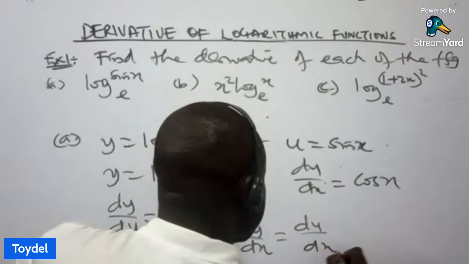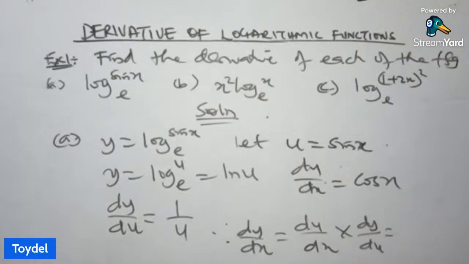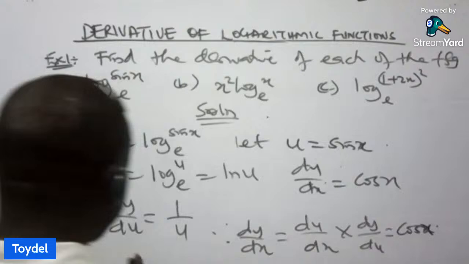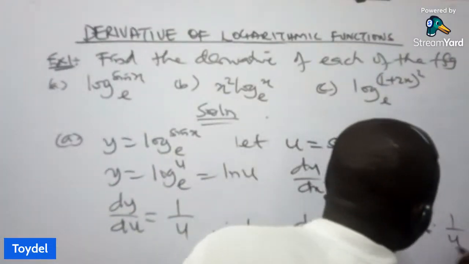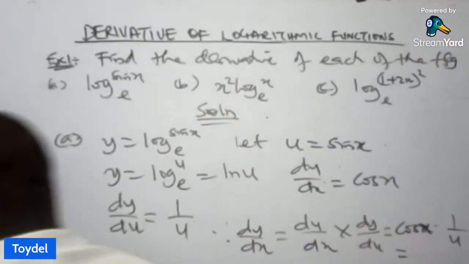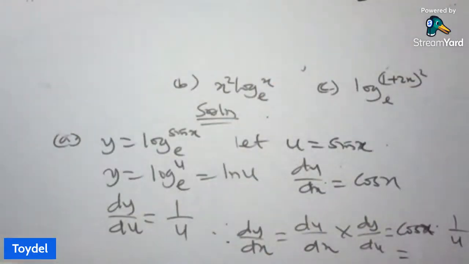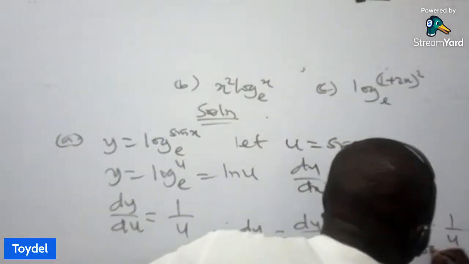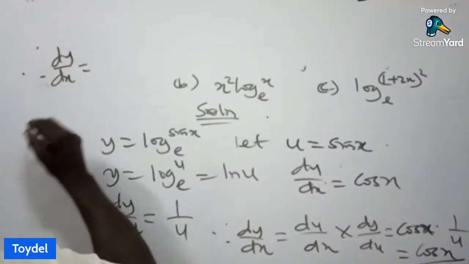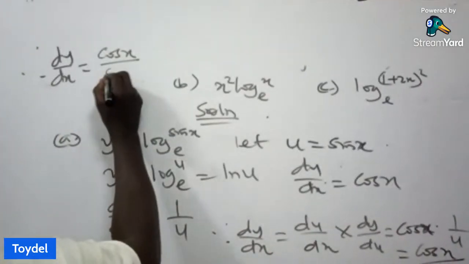Therefore, dy/dx will be equal to du/dx multiplied by dy/du. du/dx is given as cos x, multiplied by dy/du, which is 1 over u. What is u? u is sine x. So at the end of the day, we are going to have cos x all over u, so finally dy/dx will be equal to cos x all over sine x.